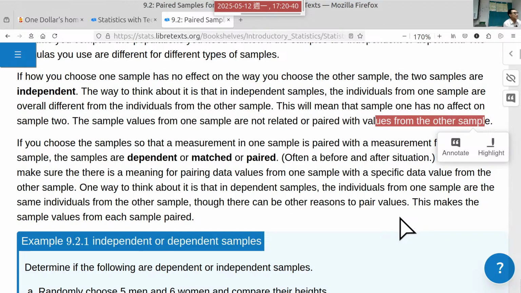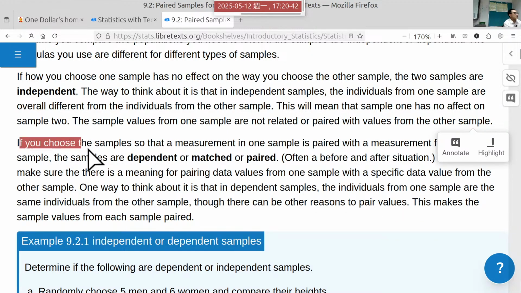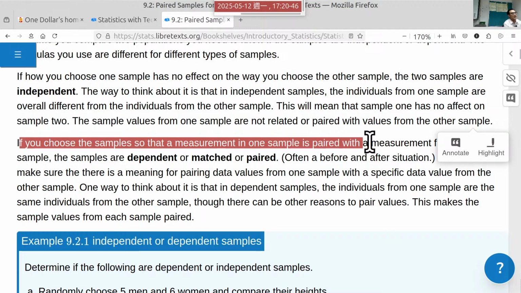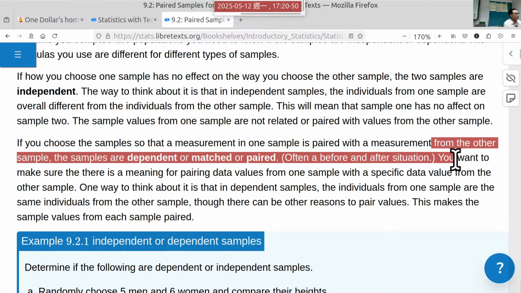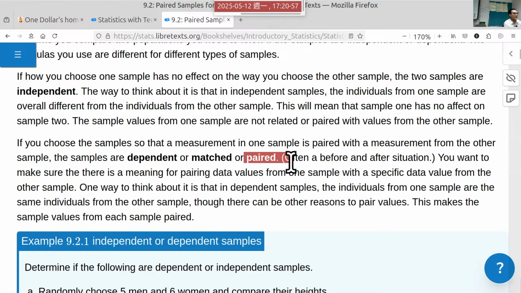But in different situations, if you choose samples so that a measurement in one sample is paired with a measurement from the other sample, this is called dependent or matched or paired. I prefer to call it paired.